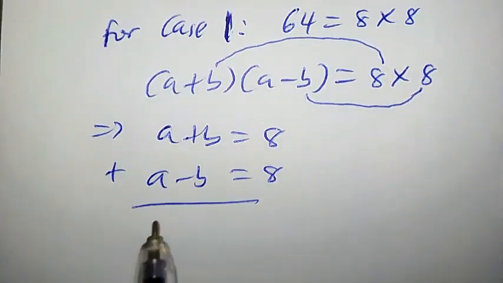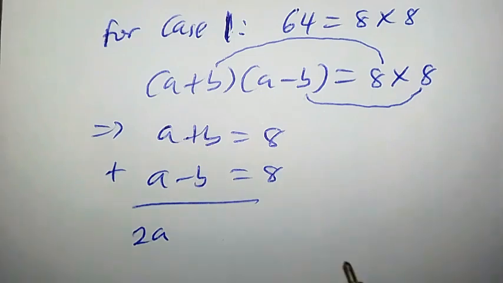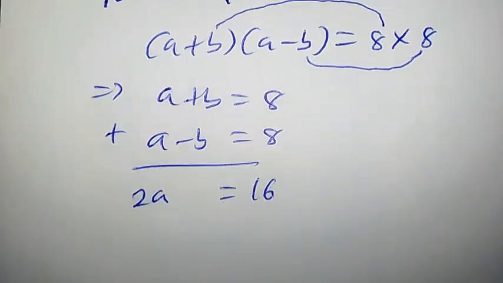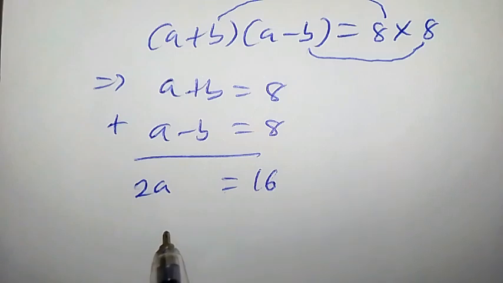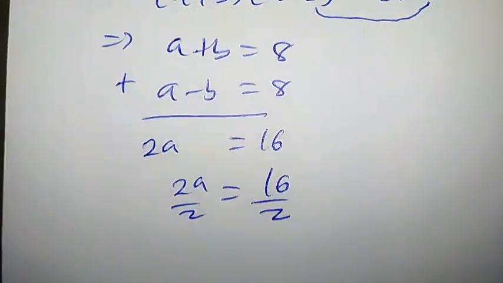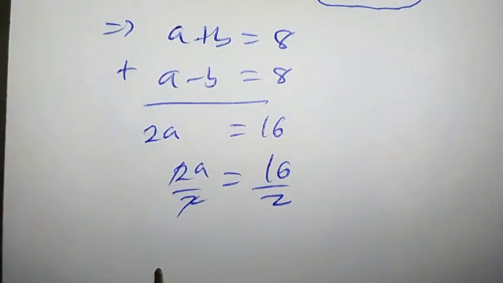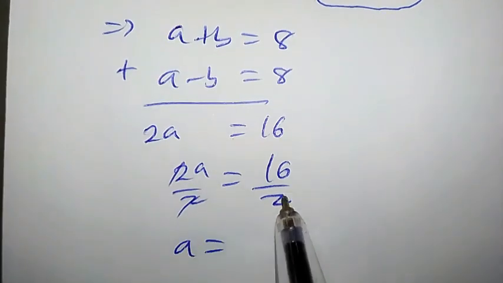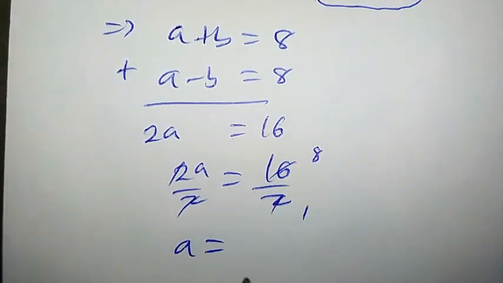So a plus a, that is 2a, b minus b is 0, equal to 8 plus 8, that is 16. Dividing both sides by 2, we have 2a over 2 equal to 16 over 2. Clearly, 2 cancels 2, so we have a equal to 16 over 2, that is 8. So we have a equals 8.